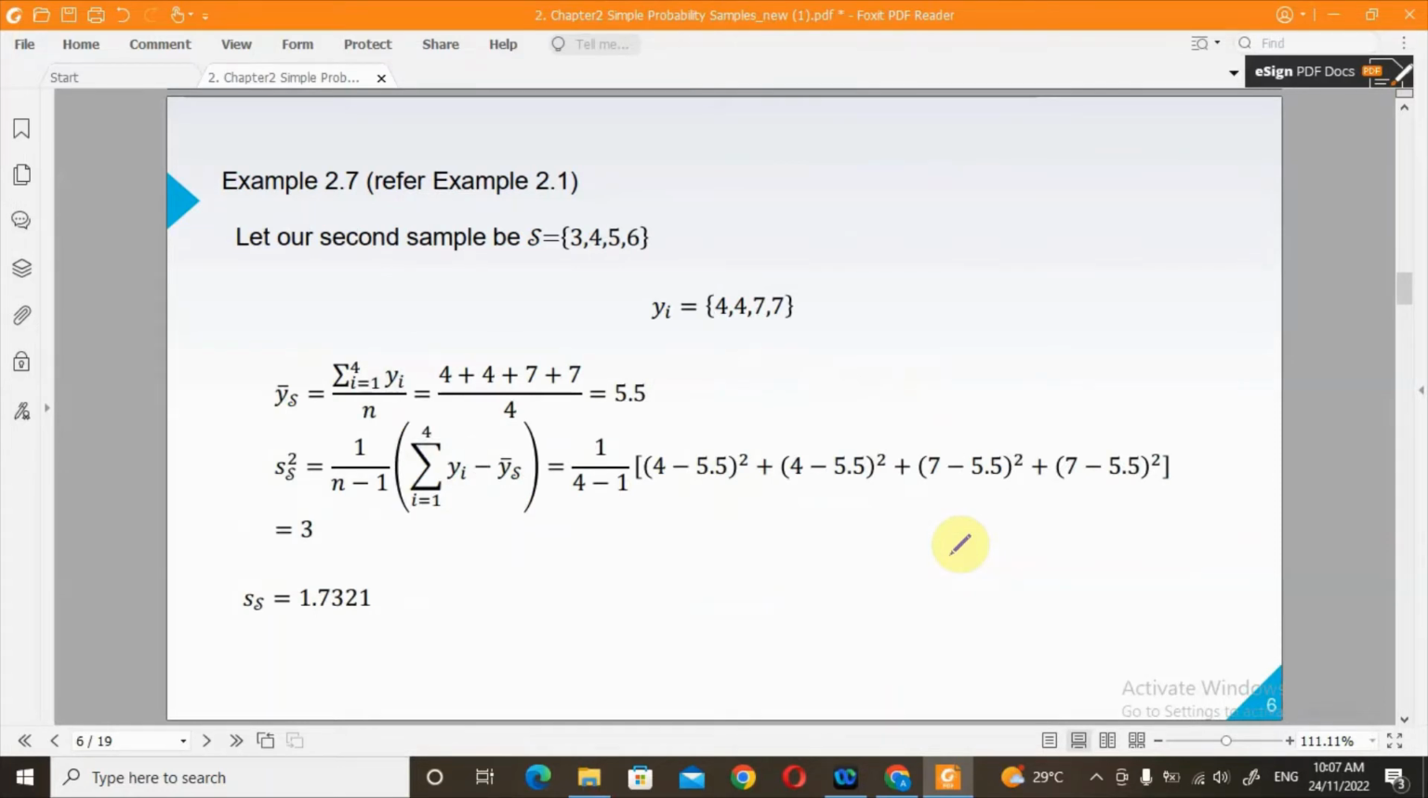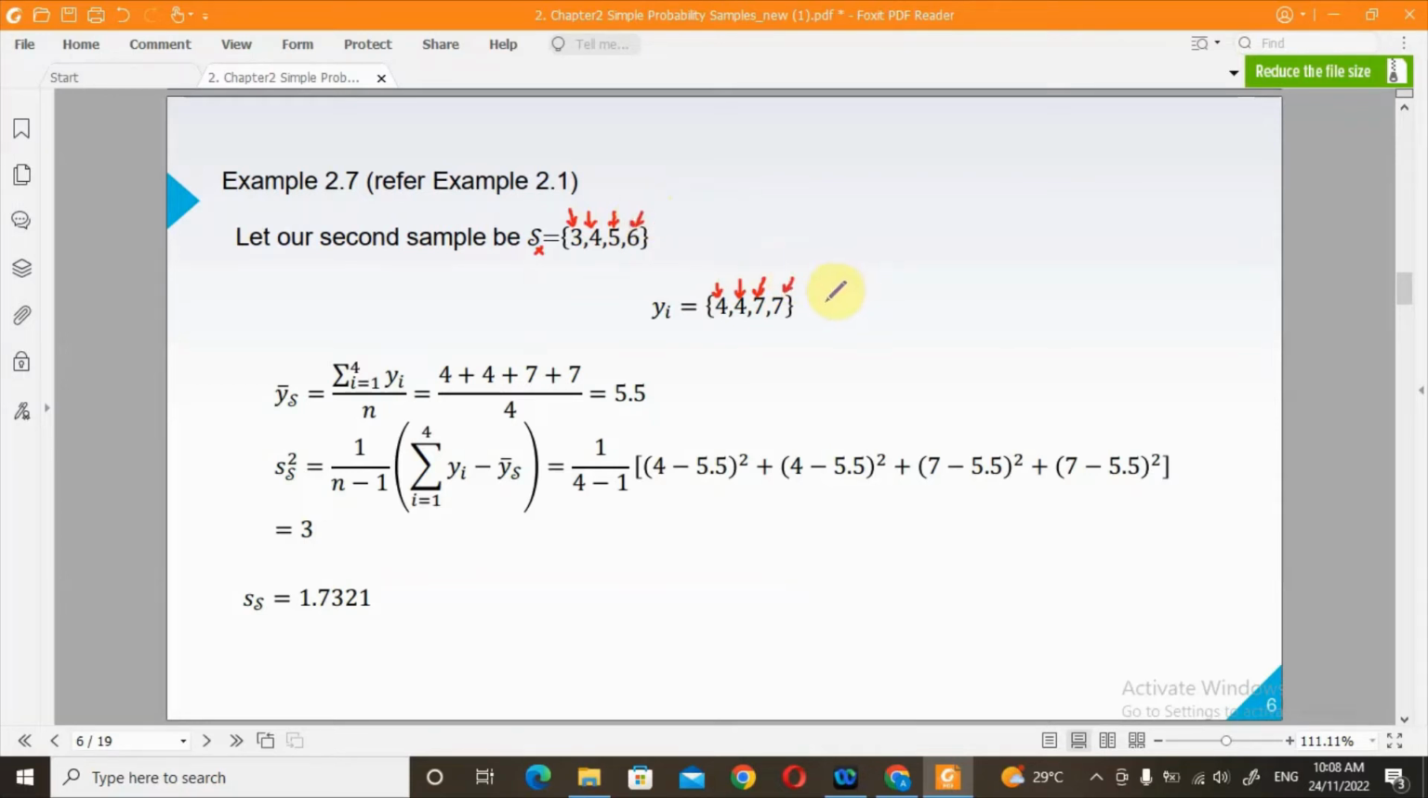This is another random sample. I will call it sample X here. We don't know the number of the sample. So 3, 4, 5, 6, and the values of Y: for respondent number 3, the Y value is 4. Respondent number 4, the Y value is 4. Respondent number 5, the Y value is 7. And respondent number 6, the Y value is also 7.